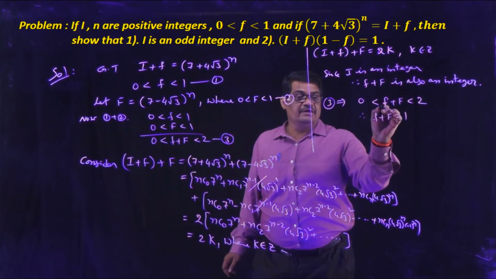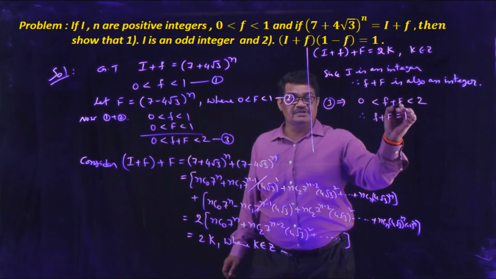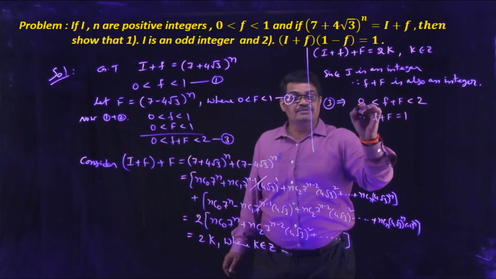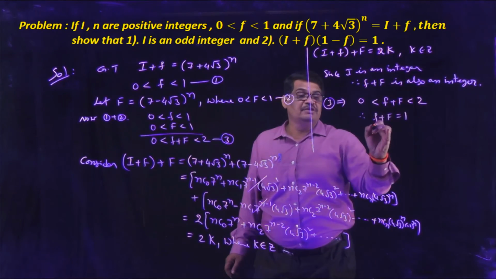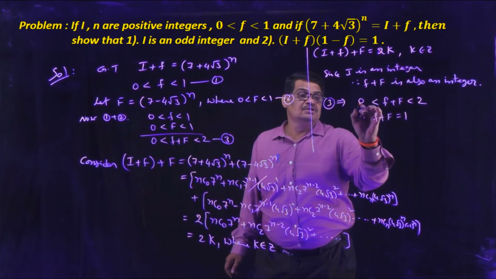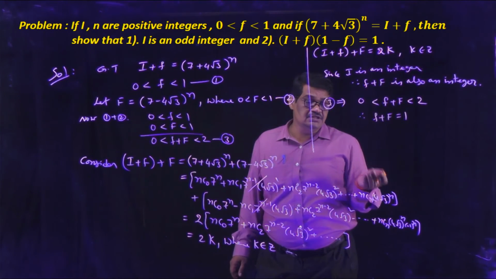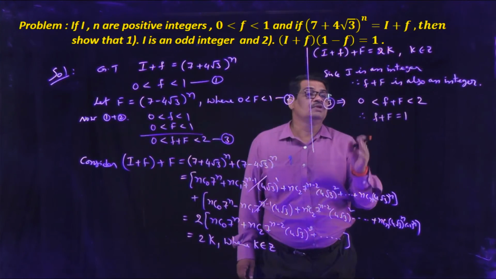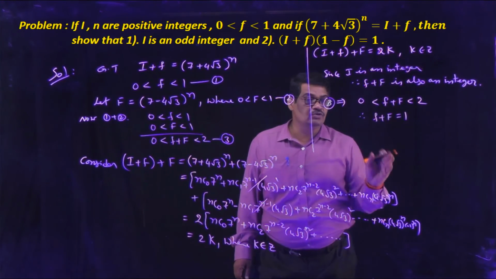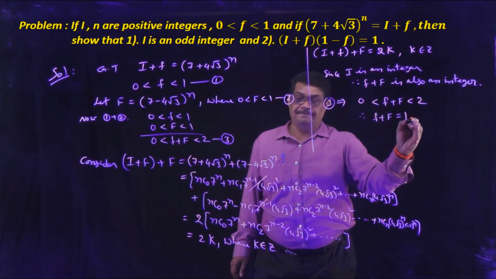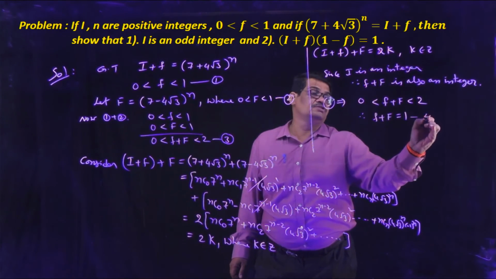Here small f plus capital F is an integer and it is between 0 and 2. It must be 1. Since between 0 and 2, what is the integer? That is 1. So small f plus capital F is equal to 1. This is another equation, that is equation 4.